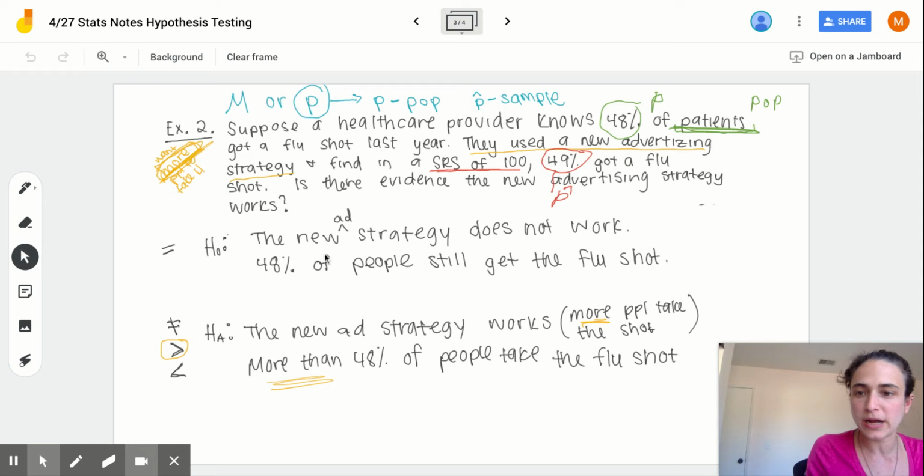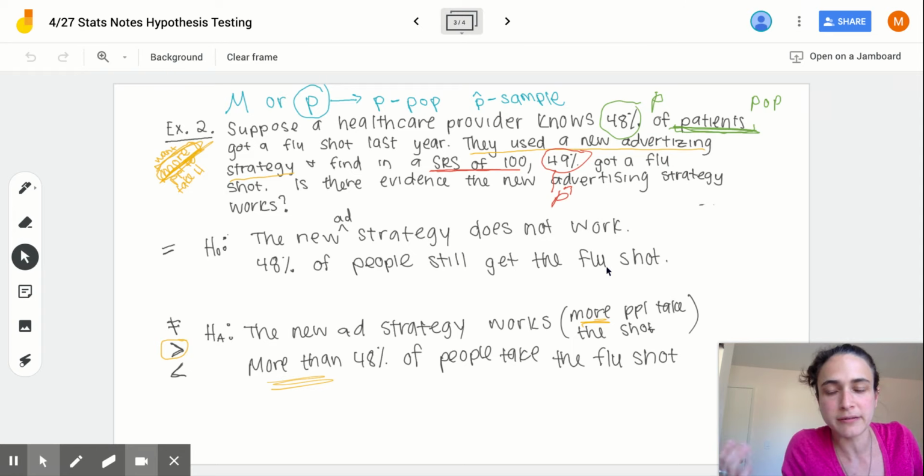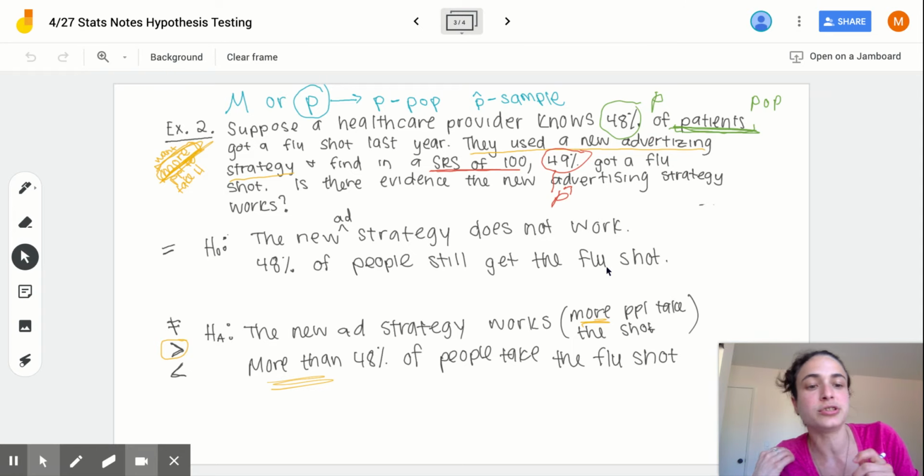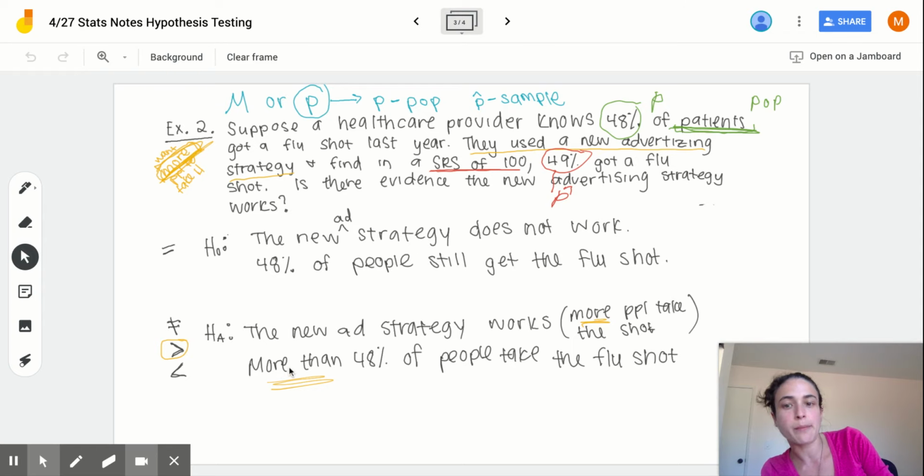So there's a couple ways you could write H0 and HA. You could either say for H0 that the new advertising strategy doesn't work, that there's no change, and that still 48% of people get the flu shot. The alternative is that the new advertising strategy does work, which would mean that more than 48% of people take the flu shot. So you could say it either way.